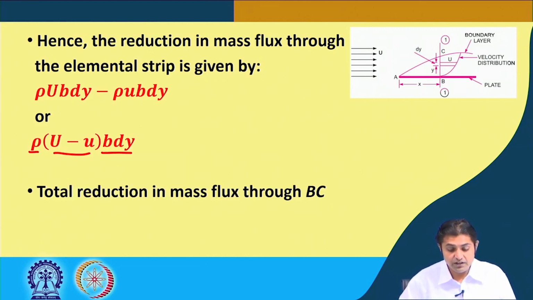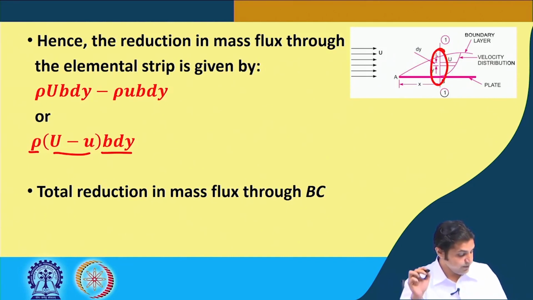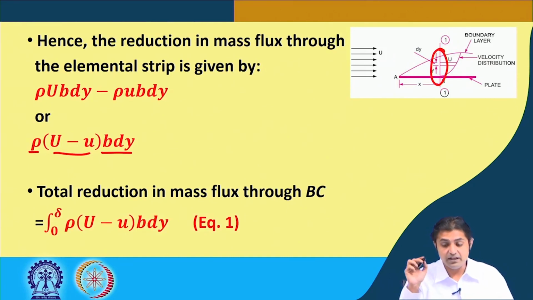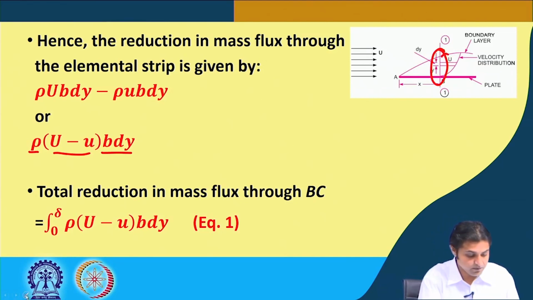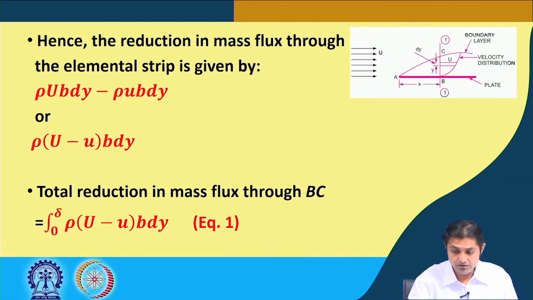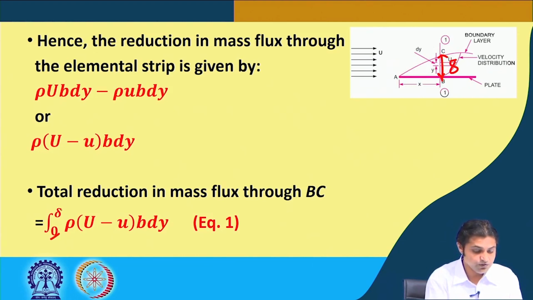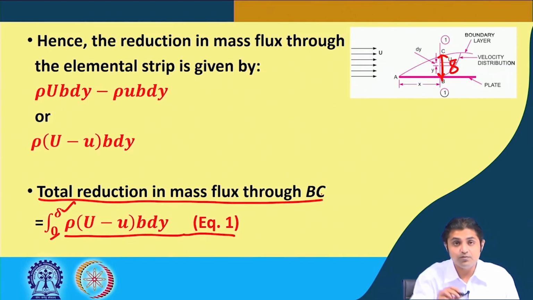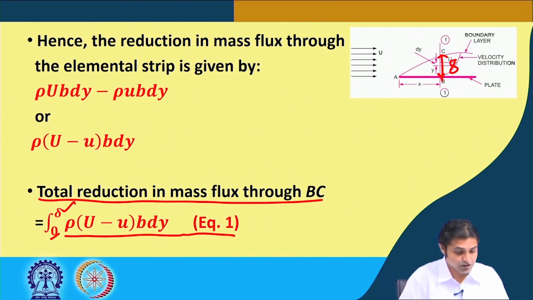Now, the total reduction in mass flux through BC, we have considered a thickness of dy. So, what we are going to do is simply integrate over this length, and let us say this distance is delta. So, the integration goes from 0 to delta of rho U minus u B dy, that is the total reduction in mass flux through BC. I hope this is clear. This is equation number 1.